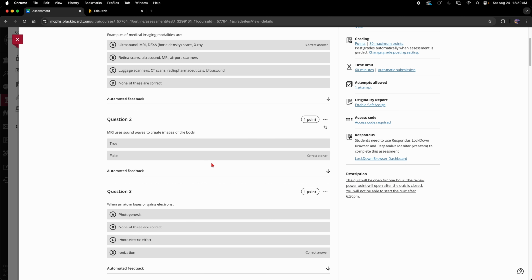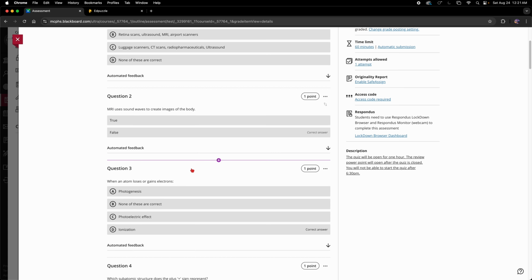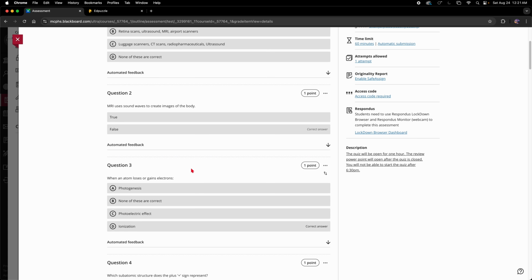MRI uses sound waves to create images of the body. That'll be false. Ultrasound uses sound waves. MRI, magnetic resonance imaging, well, it's in the name. MRI uses a magnet. Number 3, when an atom loses or gains electrons, what do we call that? Ionization.